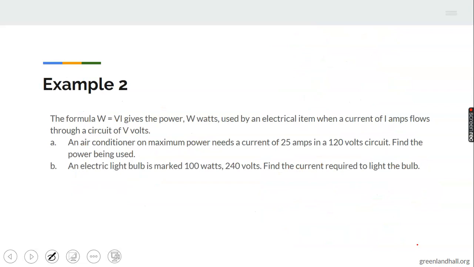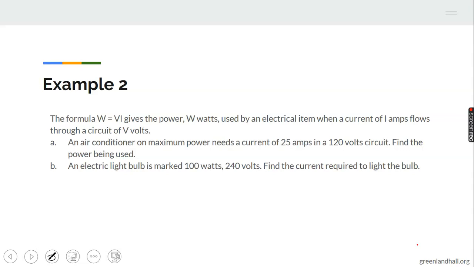I believe you understand what we did in example 1. Now, example 2. The formula W equals VI gives the power, W in watts, used by an electrical item when a current of I amps flows through a circuit of V volts. An air conditioner on maximum power needs a current of 25 amps in a 120 volt circuit. Find the power being used. Your power is in watts.